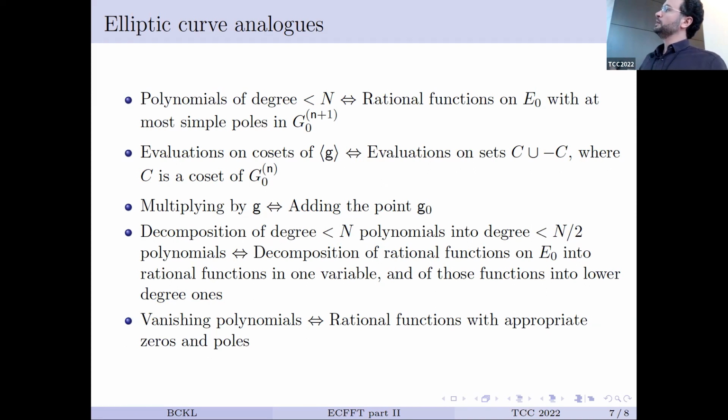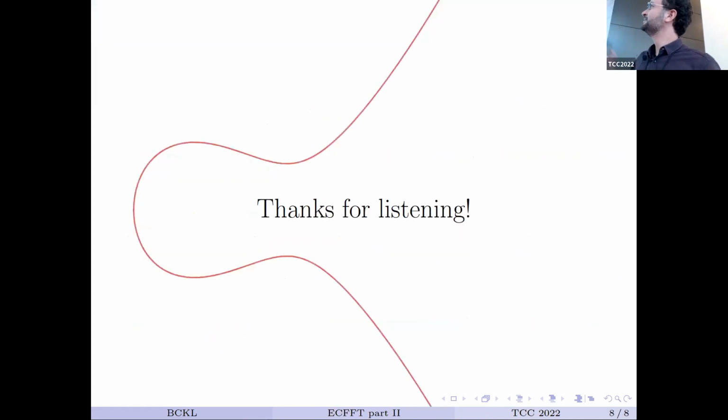So here we also need to move the poles in a subtle way, because if we square or multiply some functions which have poles in g0 n plus 1, simple poles, then we will get double poles instead. And that's not of the same form, and we want to shift those double poles into simple poles on a larger subgroup. And as I said, there's a lot more that goes on in here, but unfortunately, there isn't enough time. Thank you for listening.